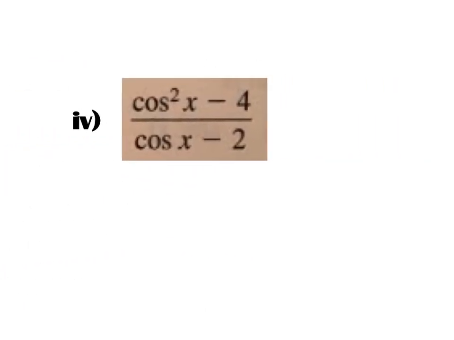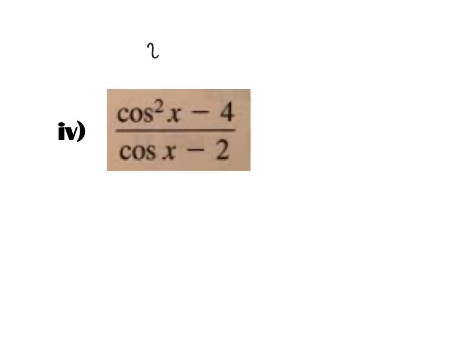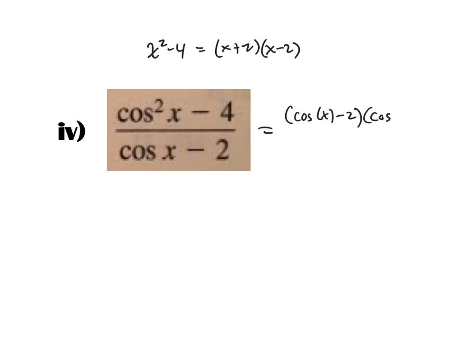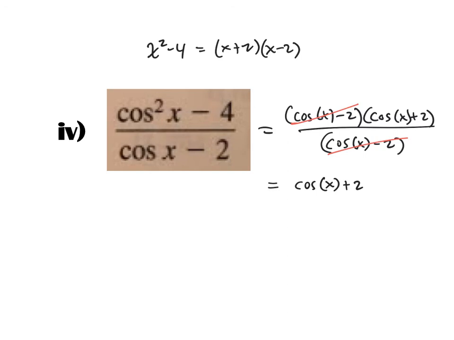Let's get to a problem where I might be able to do some more simplifying. Okay, very similar to the first one. x squared minus 4 would be x plus 2, x minus 2. Therefore, cosine squared x minus 4 would be cosine of x minus 2, cosine of x plus 2. Okay, I'm not going to change anything in the denominator. That's cosine of x minus 2. And we're going to get a reduction. So this would be simplifying, which would come out to be cosine of x plus 2.